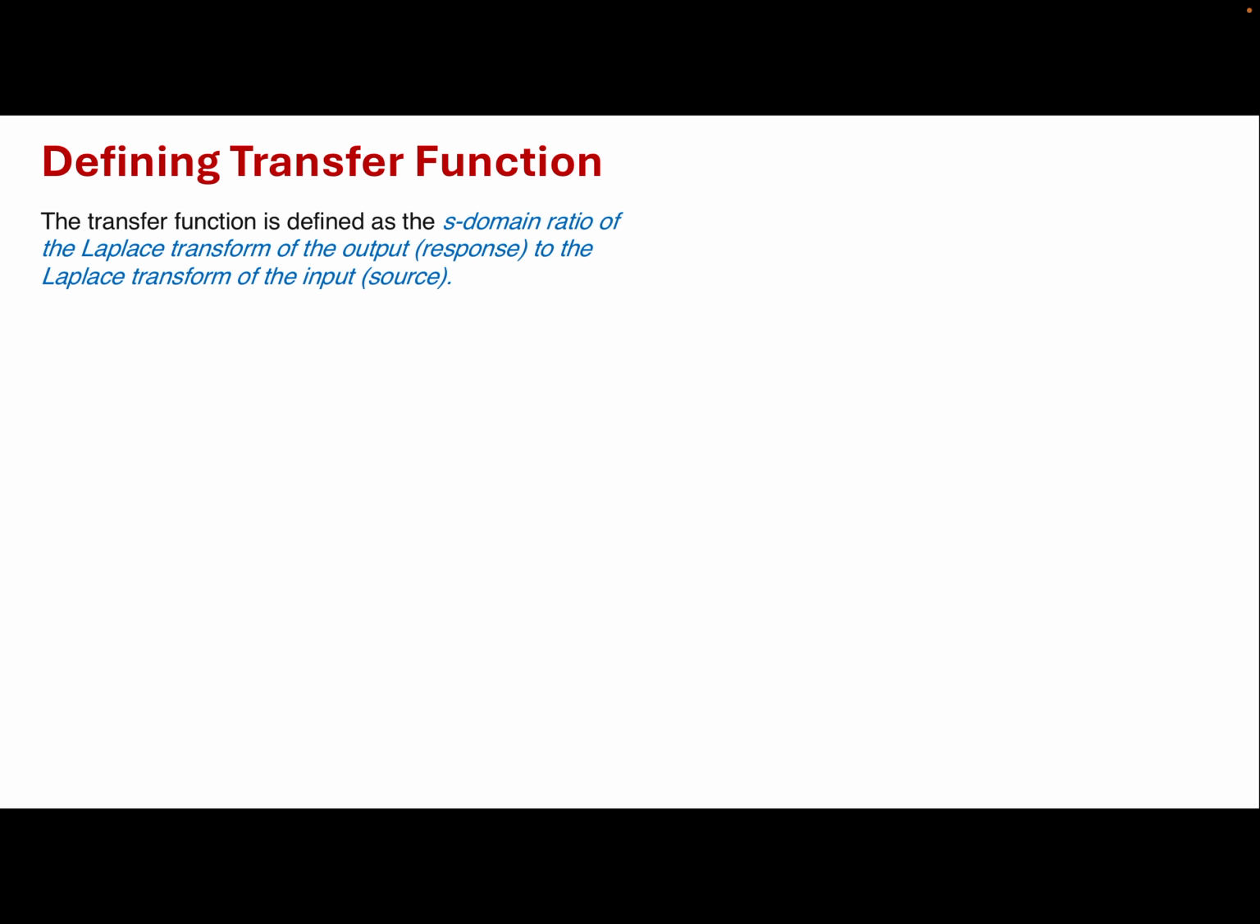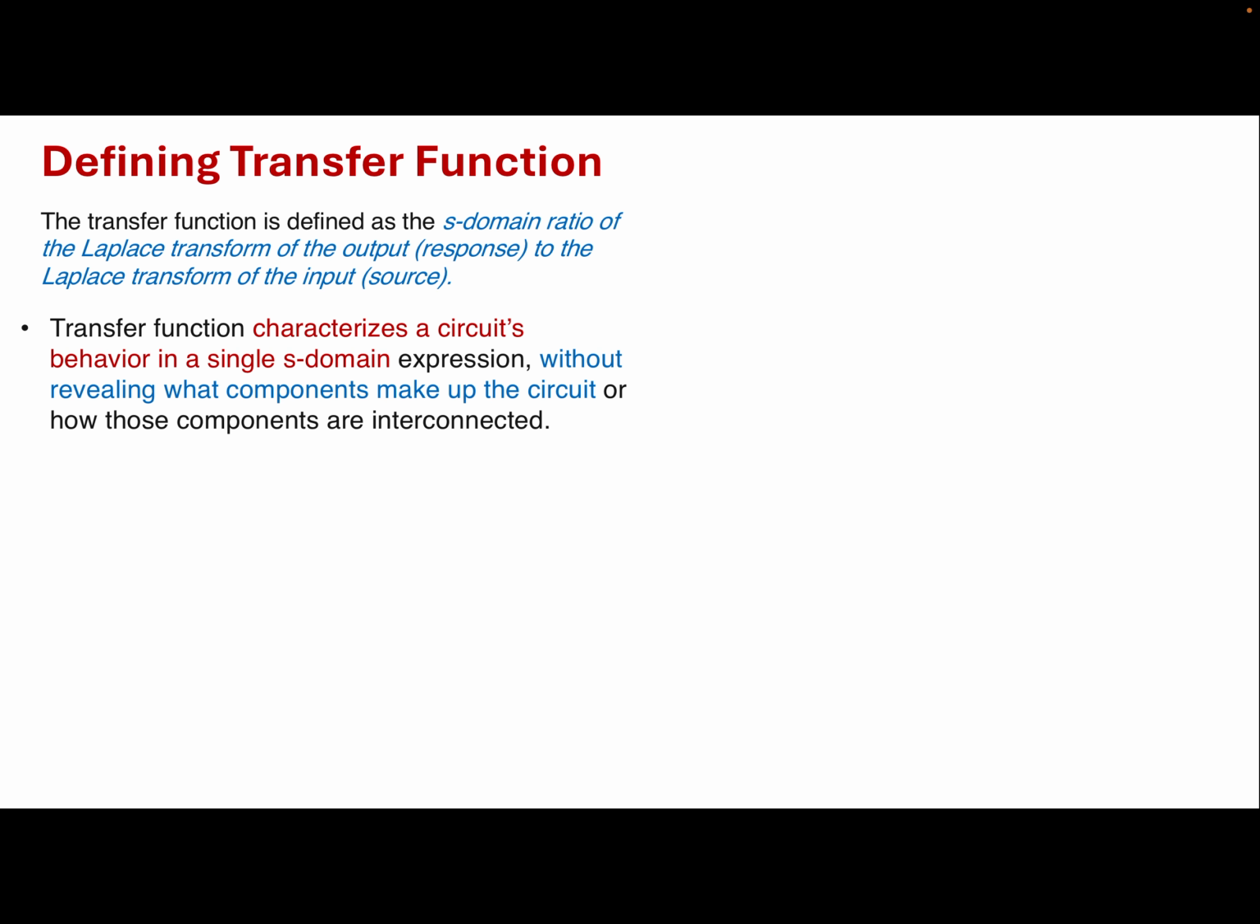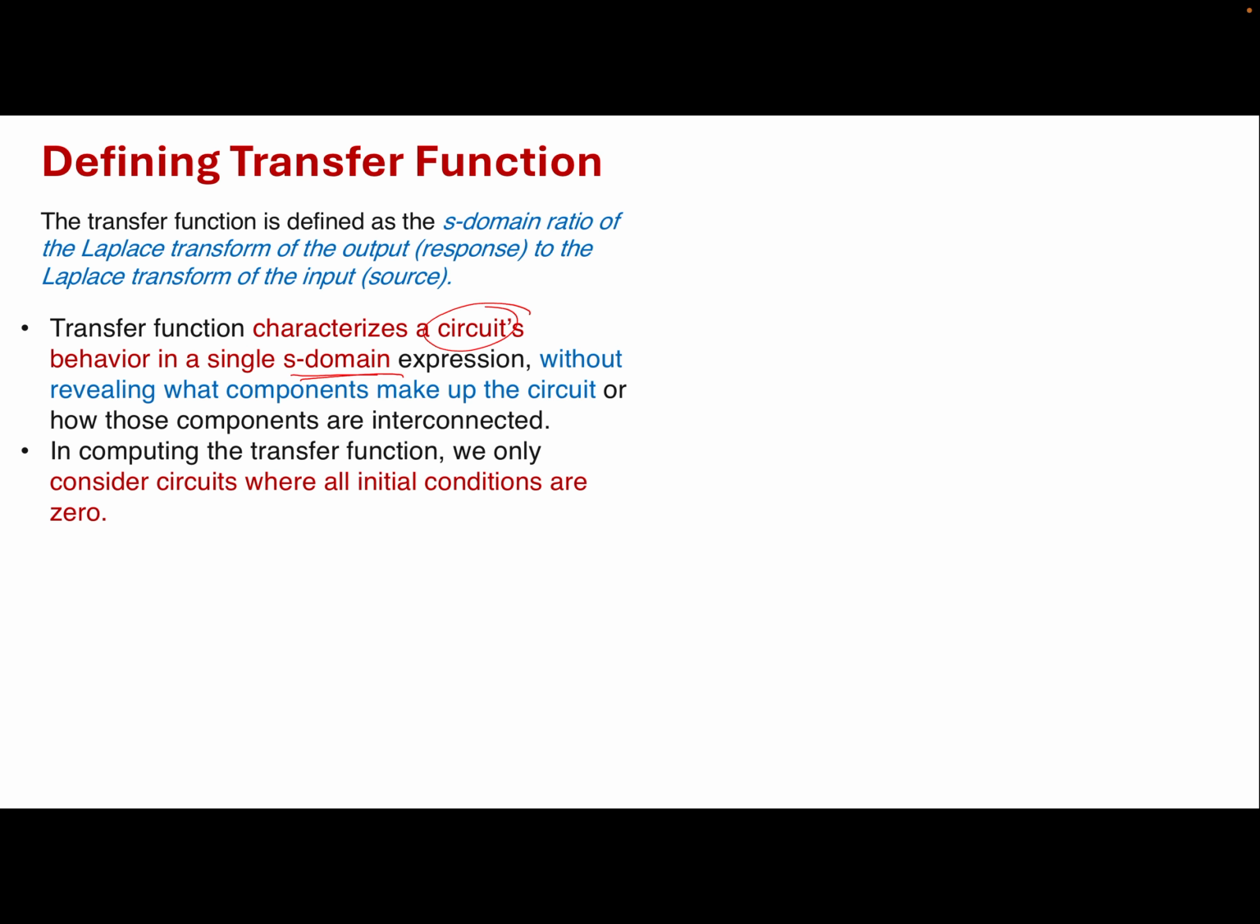And the transfer function is practically looking at the circuit itself in terms of what is the output and what is the input, and the ratio of that, or the translation or the transfer of that. You can call it a kind of black box where you don't care about whatever else is there, by just looking at the input and the output. So again, it characterizes a circuit's behavior in the S domain without worrying about what else is there.